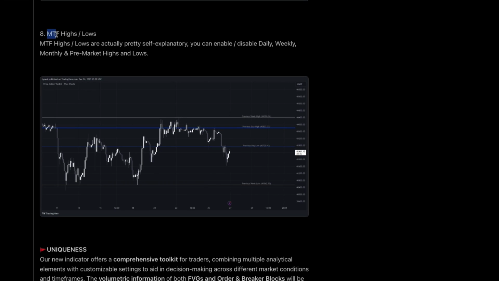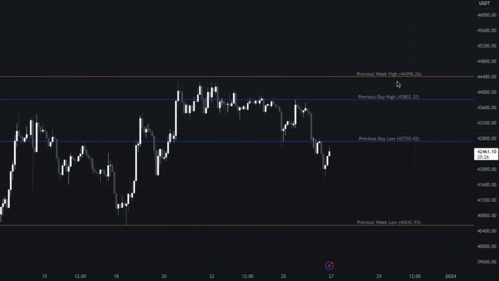Last of the features, MTF highs or lows. MTF highs or lows are actually pretty self-explanatory. You can enable and disable daily, weekly, monthly and pre-market highs and lows. As you can see, here they are marked.